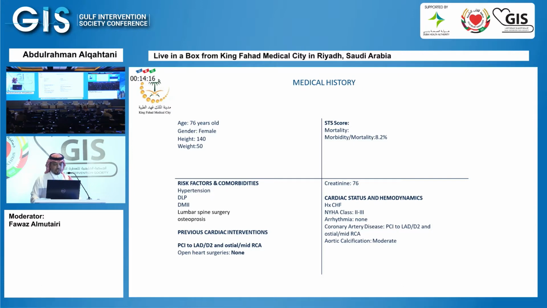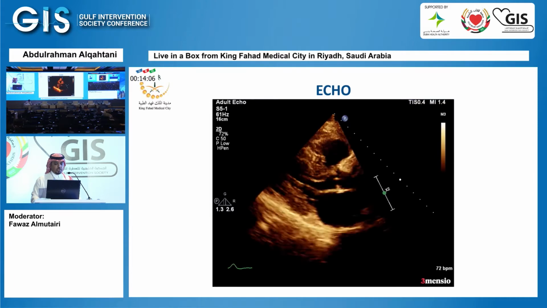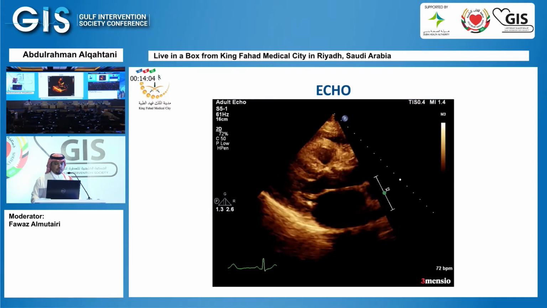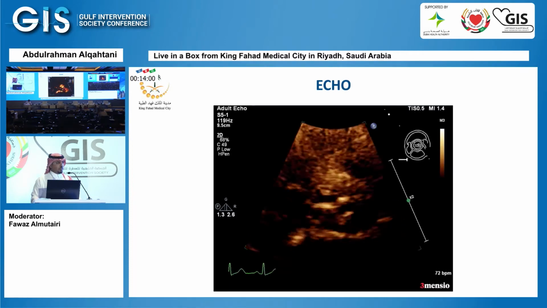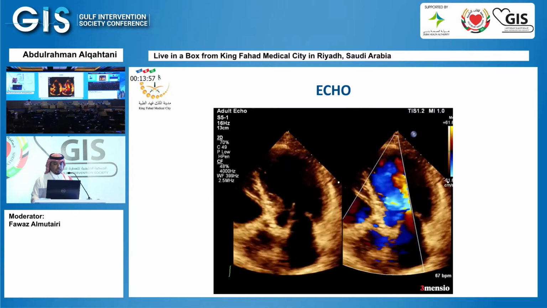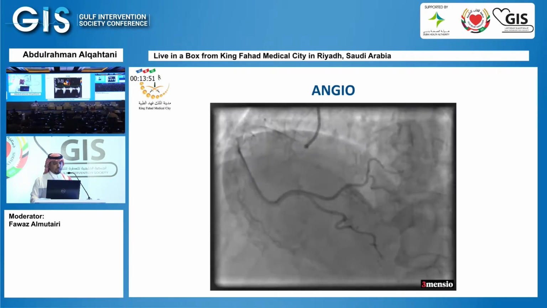This lady presented with heart failure symptoms, basically, and was found to have severe aortic stenosis. Her STS score was 8.2. We'll skip through that. Echo, as you can see, shows restriction of the aortic valve. There is evidence of LVH, and it's trileaflet with evidence of calcifications. No significant AI, and the gradient was reaching 40 millimeters of mercury.